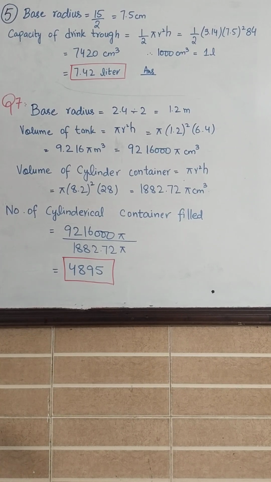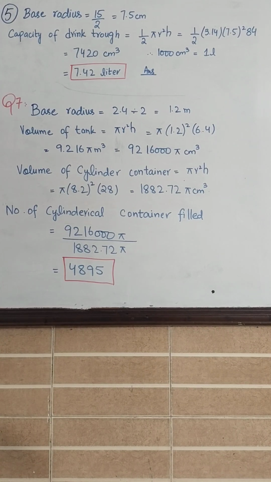The figure shows a drinking straw in the shape of a half cylinder. Find its capacity in liters. You are given the length, or you can say height, of the cylinder and the diameter. The diameter is 15 centimeter. So for the solution you have to find out the base radius. Radius is basically the half of the diameter. So we have to divide 15 by 2 and we got the radius 7.5 centimeter.